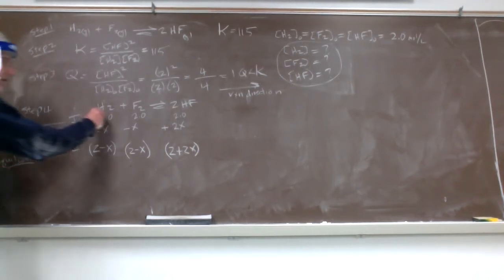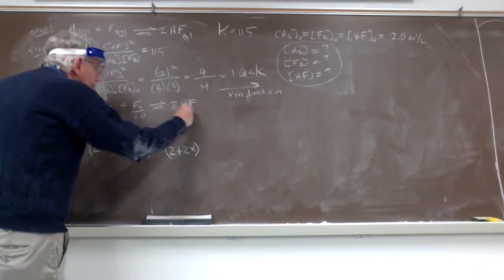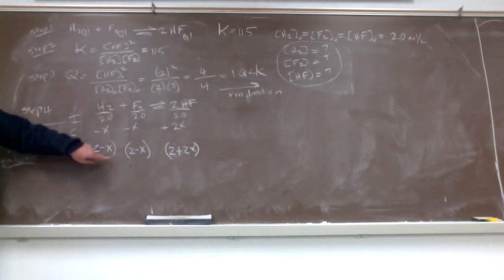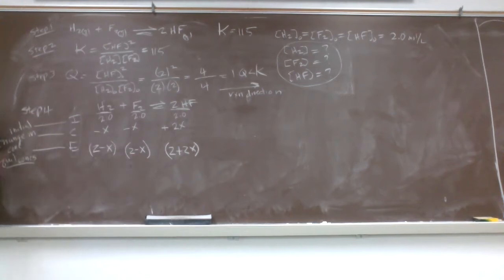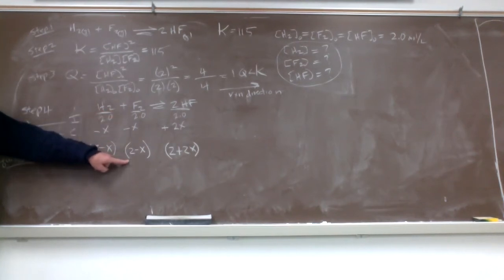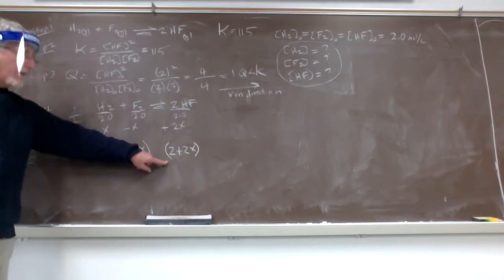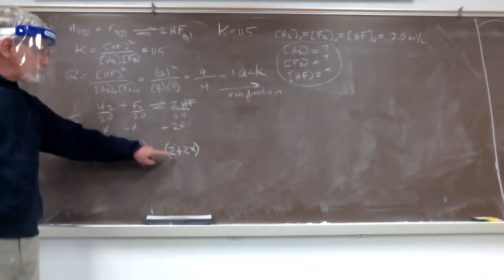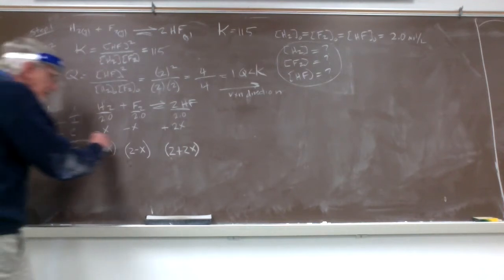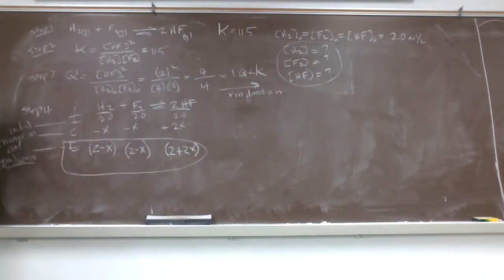And we have each concentration, H2, F2, and HF expressed in terms of this unknown variable X. If we could find X, we can tell you the concentration of each one of these, right? Because hydrogen is 2 minus that X value. F2 concentration, 2 minus the value of that X. And the concentration of HF at equilibrium will be 2 plus 2 times that X value. But how do we find the value of X?